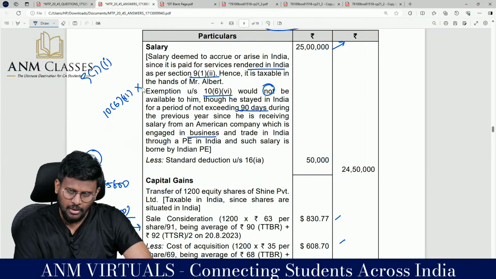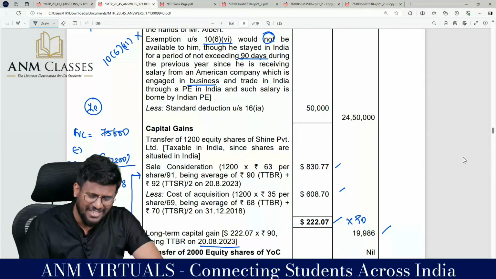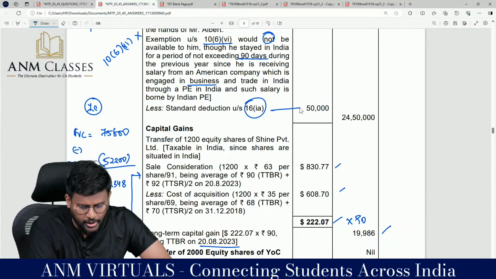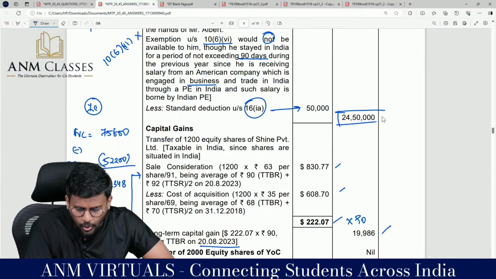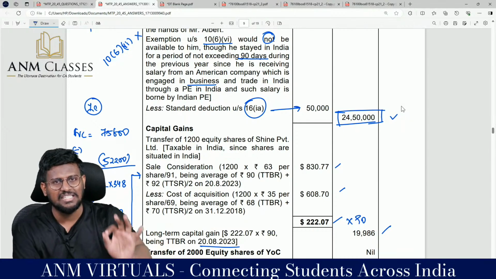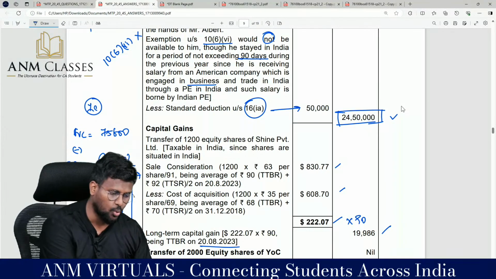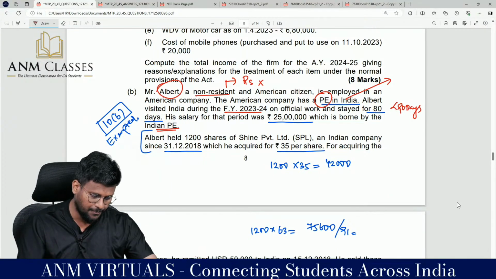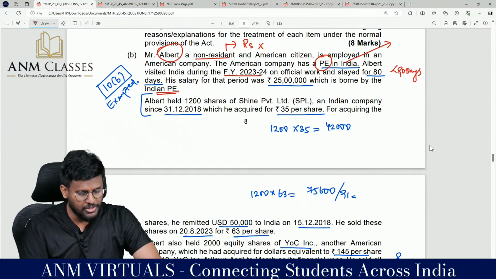Clarity? Sir, since the income is going to be taxable under the head salary, we can claim standard deduction under 16 subsection 1A to the extent of 50,000. So 24 lakh 50,000 rupees is the taxable income. Fine, fantastic to the core. First part of the question done, that salary is taxable. Fantastic, sir. Now second part of the question.